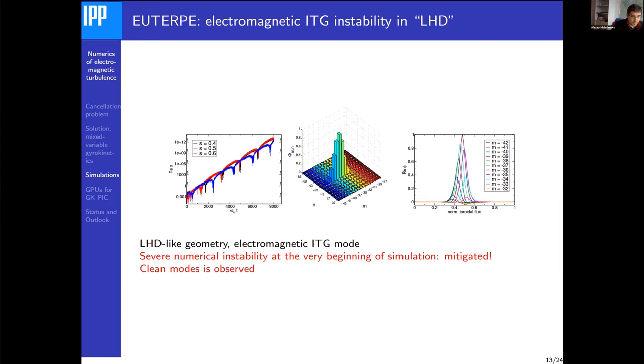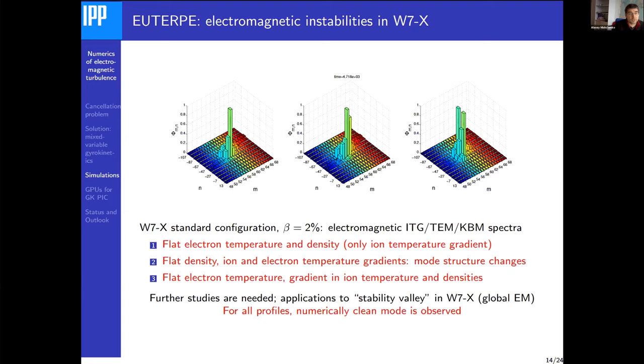As an example, I'm showing here also some W7-X results. Here, we have some mode spectra of the electrostatic potential, but it's an electromagnetic simulation with beta equal to some percent. And this is just an example, but what we have done here, we played a little bit with gradients, with profiles. It's not like in local simulation, where we have a number for the gradient; we have a profile. We had a flat electron temperature and density in this case. Then we had flat density in this case with ion and electron temperature gradients. And this one corresponds to flat electron temperature, and there is a gradient in ion temperature and density.